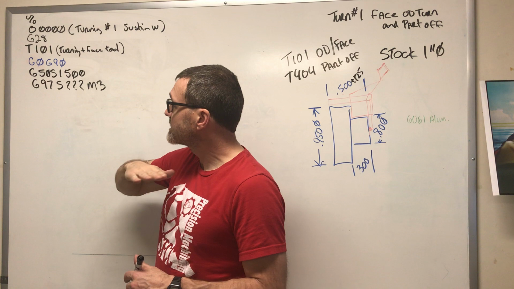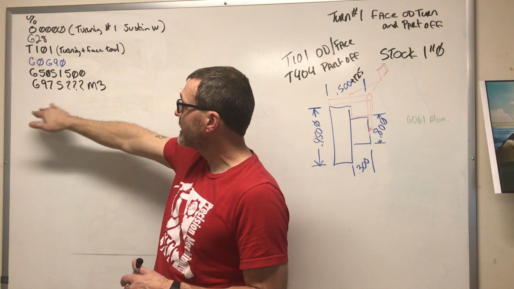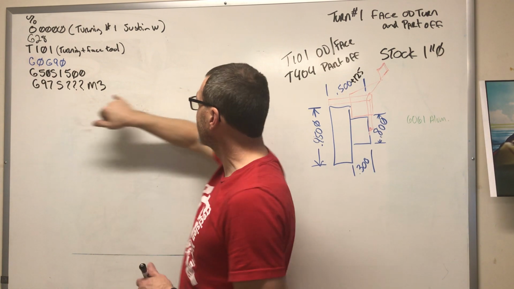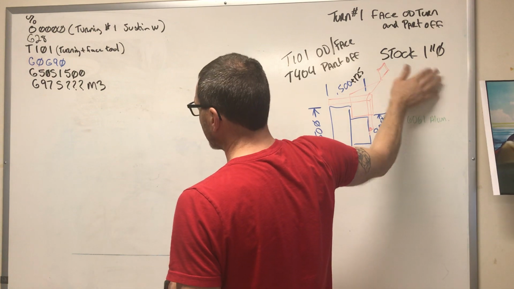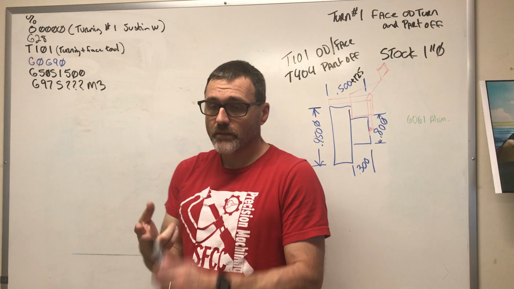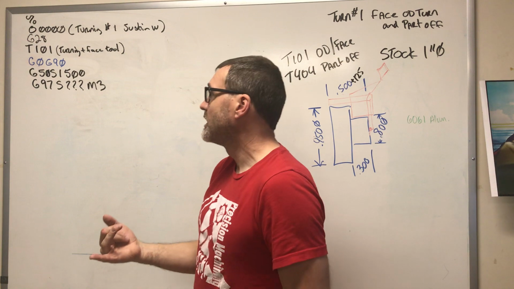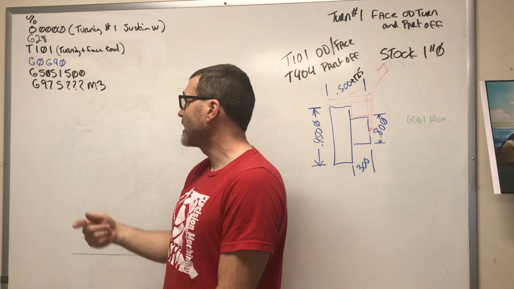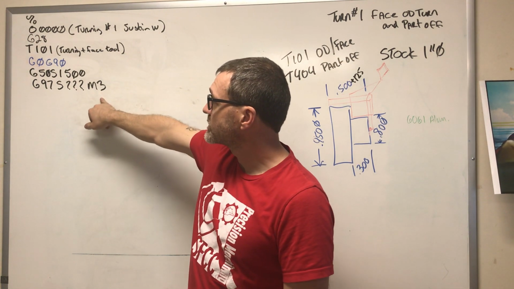G97 tells my spindle to just turn at N RPM. You're going to figure up that RPM based upon the information that you have using your MachineCog Pro, your Machinery's Handbook, the internet, phone a friend, however you choose to do that. And M3 then also turns the spindle on.